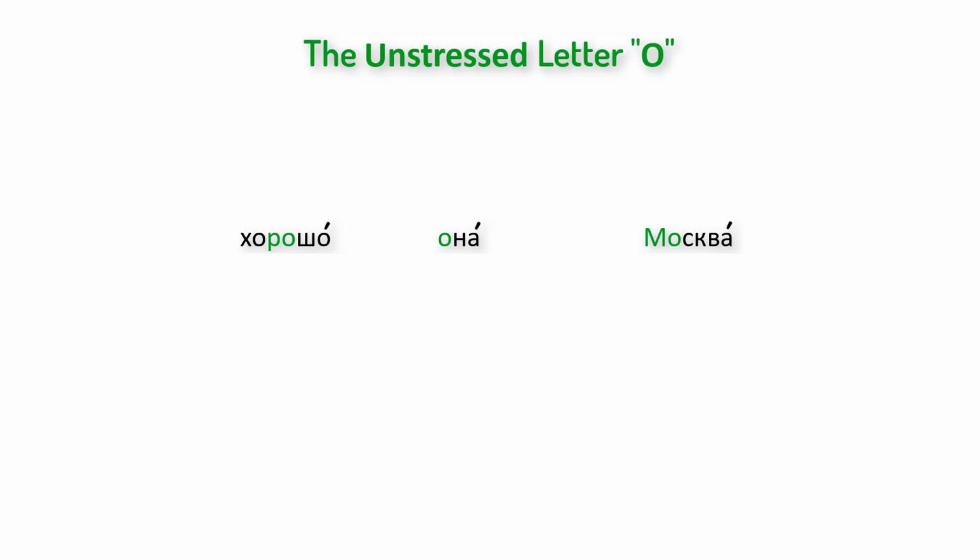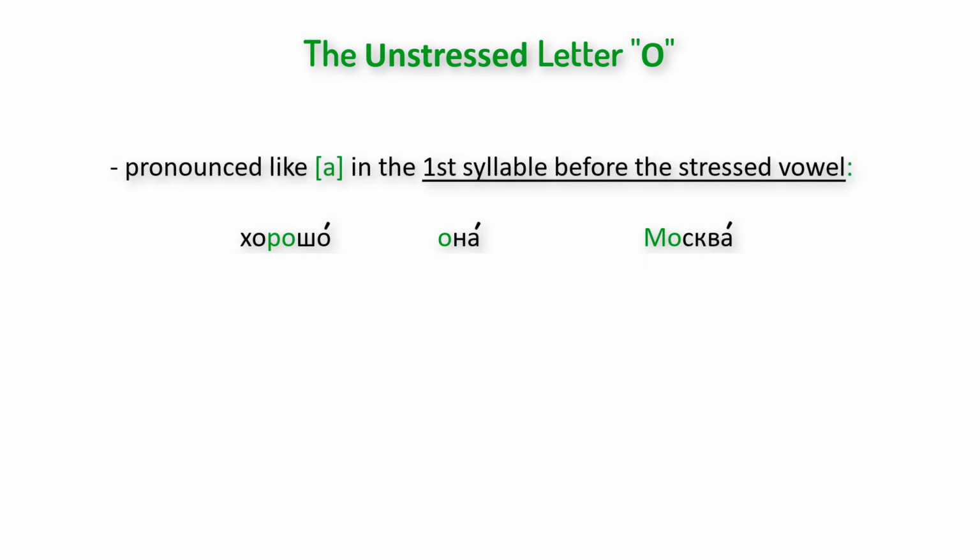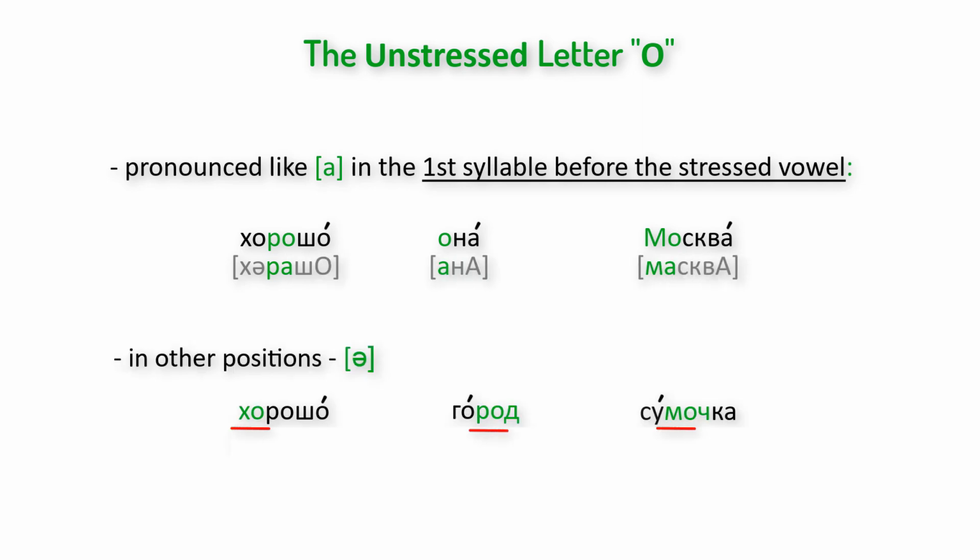The letter O. When there is no stress on the letter O, and it is in the first syllable before the stressed vowel, it is pronounced like A sound. Хорошо, она, Москва. In any other position, it is pronounced like short A sound, similar to English schwa sound. Хорошо. Город, сумочка.